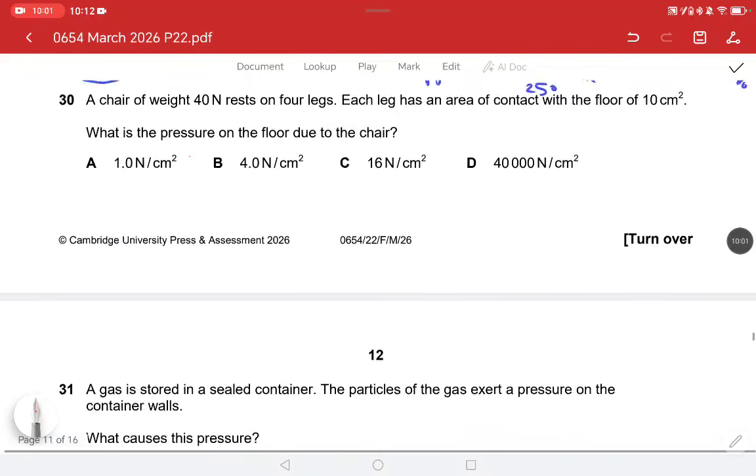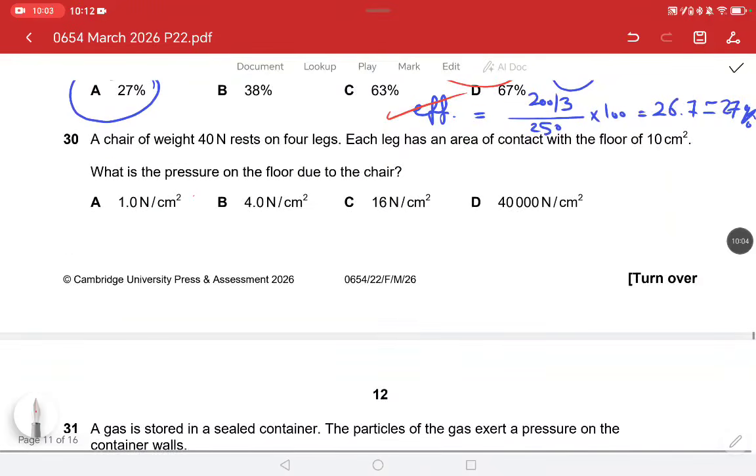Next one, a chair of weight 40 newtons rests on 4 legs. Take care here, 4 legs. Each leg has an area of contact with the floor of 10 centimeters squared. So now you have 4 legs. So take care when you find the area. What is the pressure on the floor due to the chair?